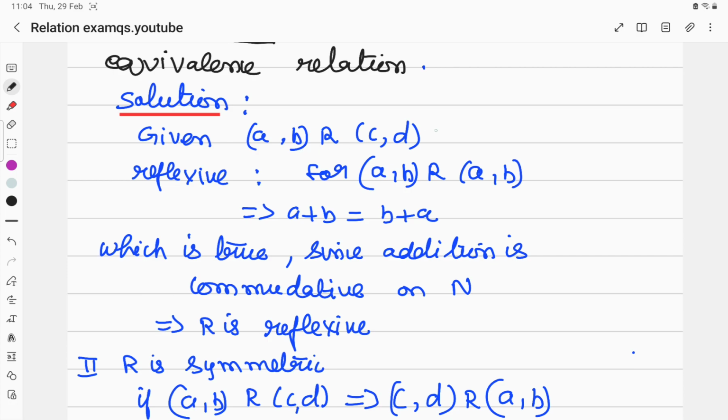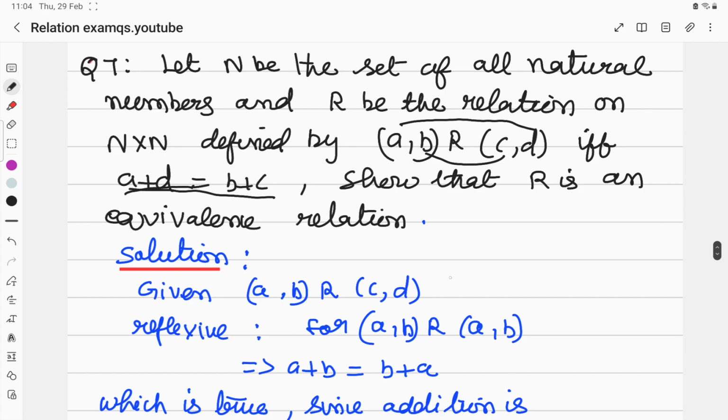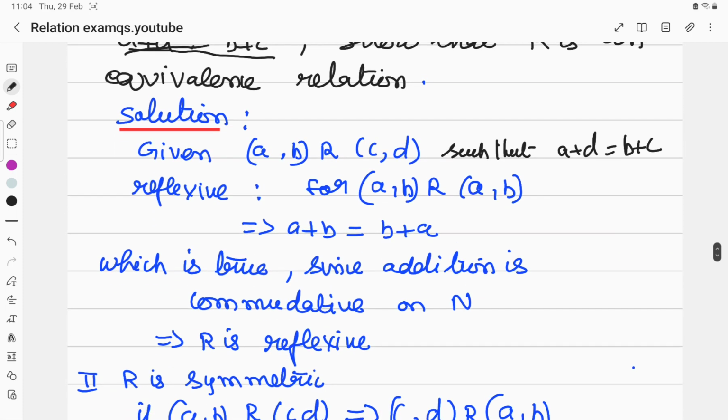Given a comma b related to c comma d such that a plus d is equal to b plus c. So we have to prove first reflexive. For a comma b related to a comma b, then a plus b is equal to b plus a, which is true since addition is commutative on natural numbers. Therefore, R is reflexive.